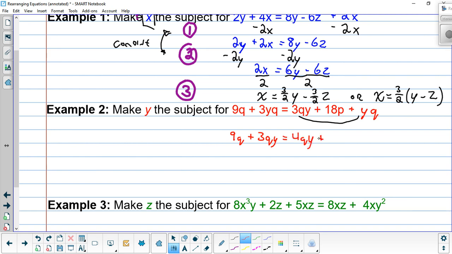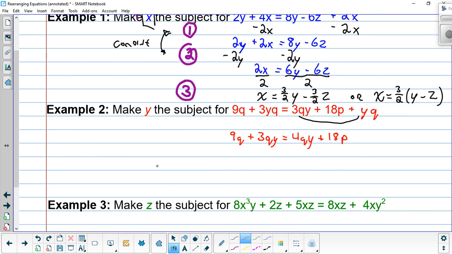9q plus 3qy equals 4qy plus 18p. If you're wondering how I was able to combine those, remember, just because they're multiplied, that means we can switch around the lettering. We can switch in any order we want. We could write the number, this 4, at the back if we wanted. It just wouldn't look very nice, or conventional, right?